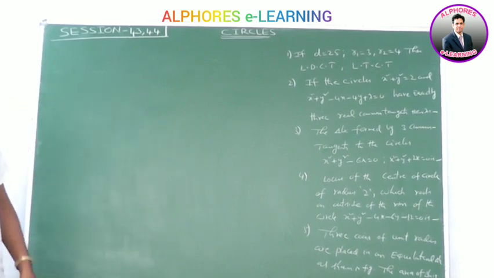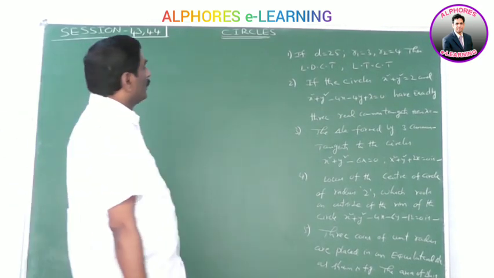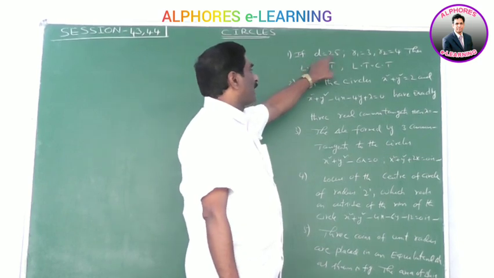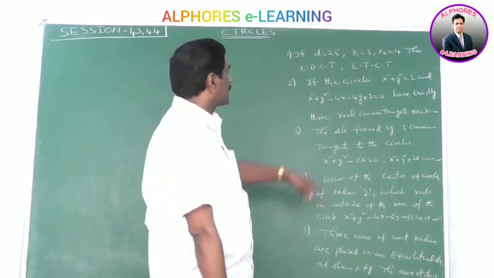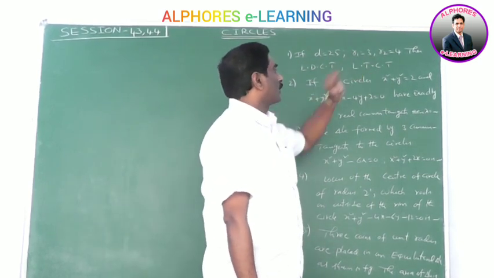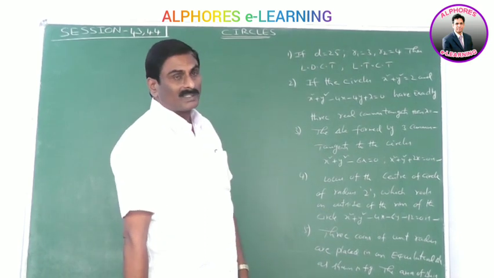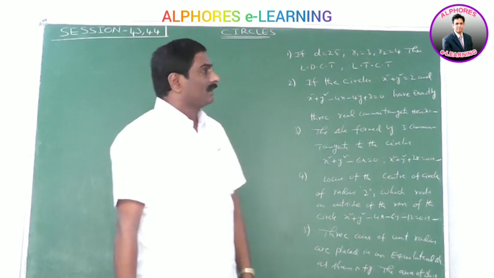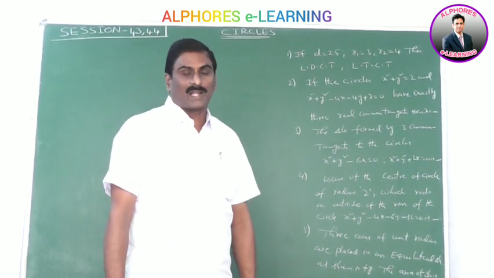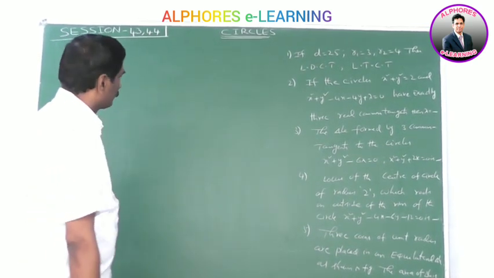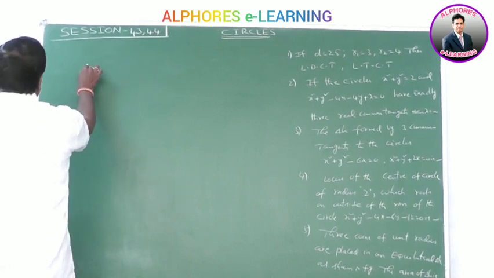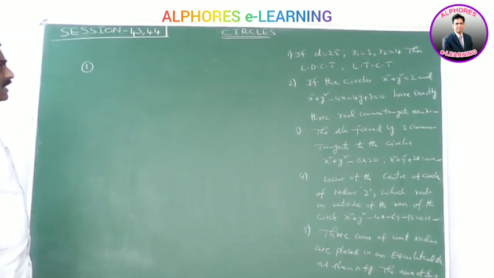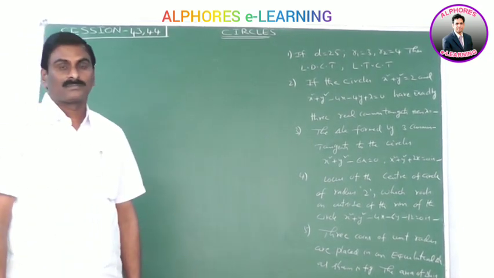First one: if d is equal to 25, r1 is equal to 3, r2 is equal to 4, then the length of the direct common tangent and the length of the transverse common tangent is equal to dash.